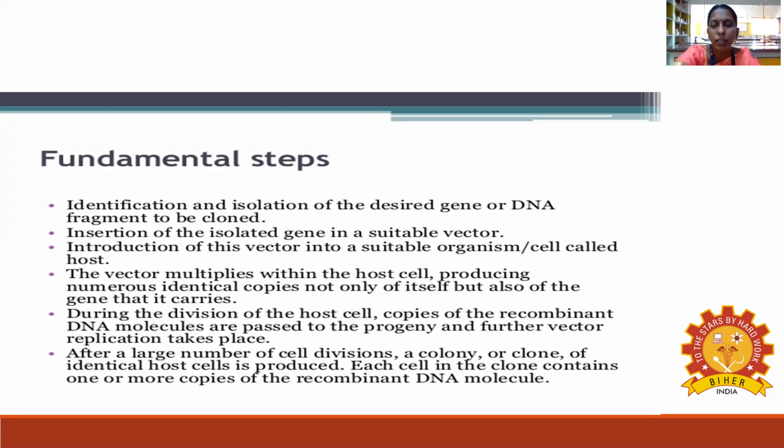During division of the host cell, the copies of the recombinant DNA molecules are passed to the progeny. Progeny means further generations, and further vector replications can take place. After a large number of cell divisions, you have a clone of identical host cells. Each cell in the clone contains one or more copies of the recombinant DNA molecules.